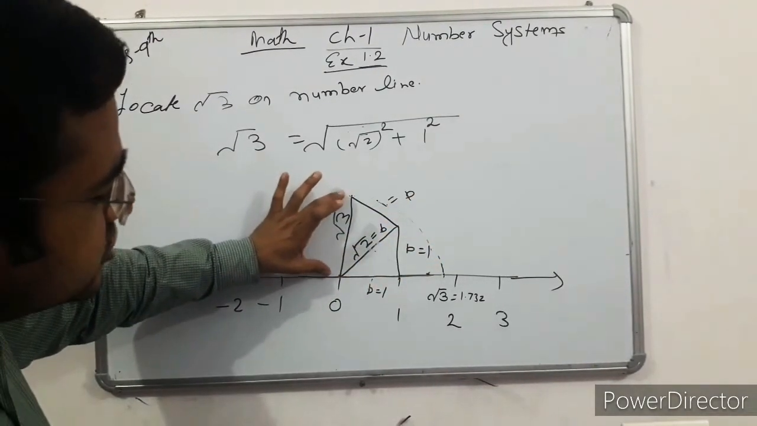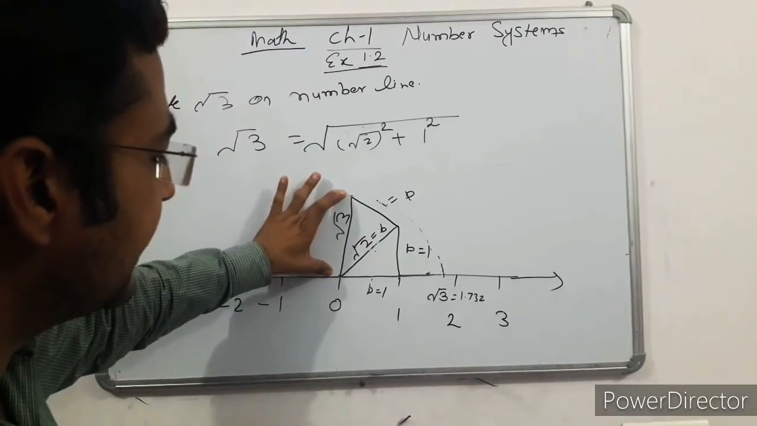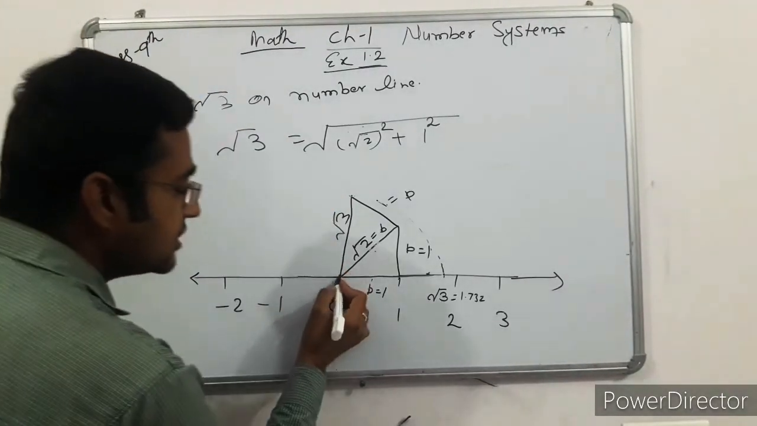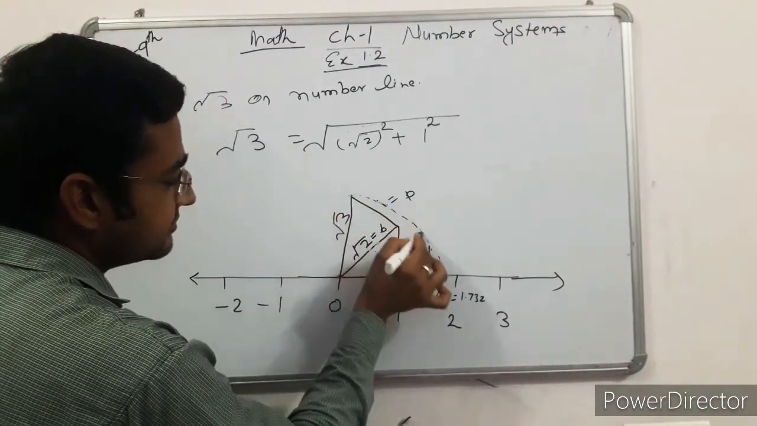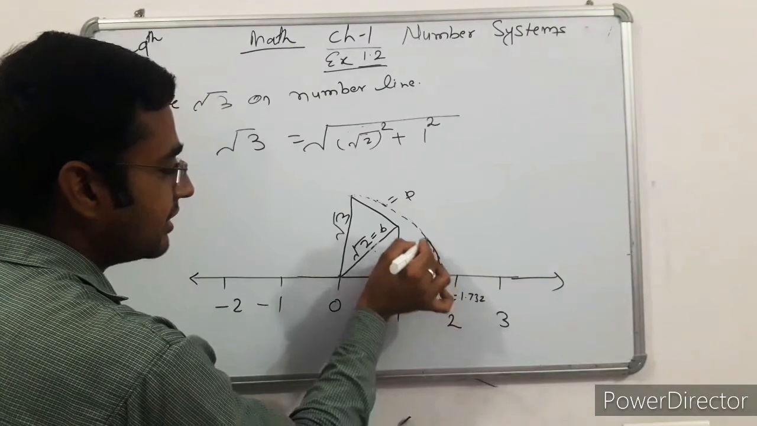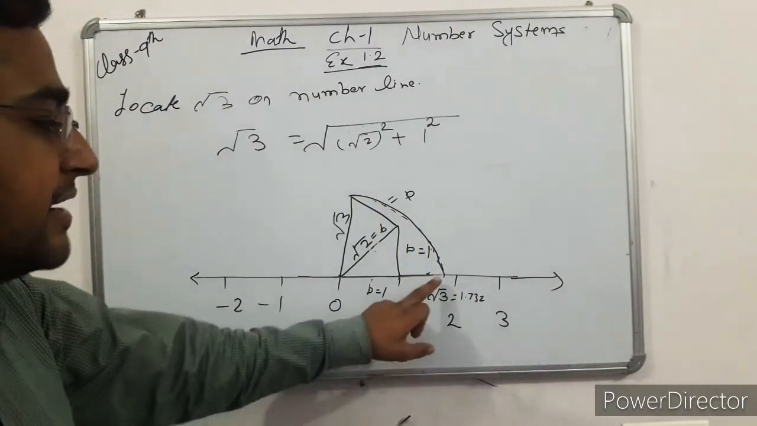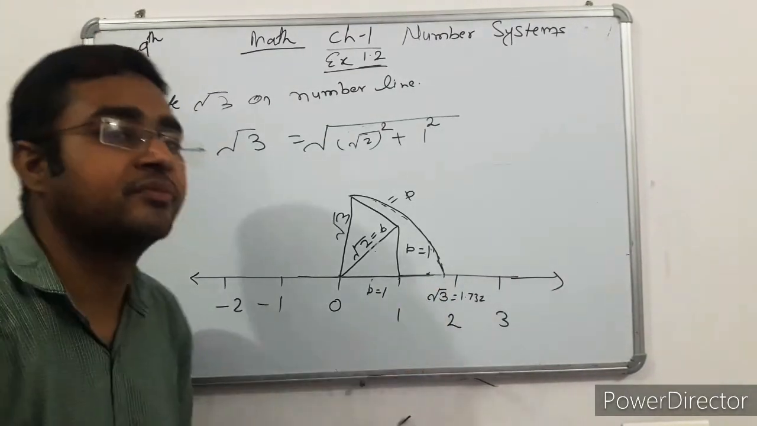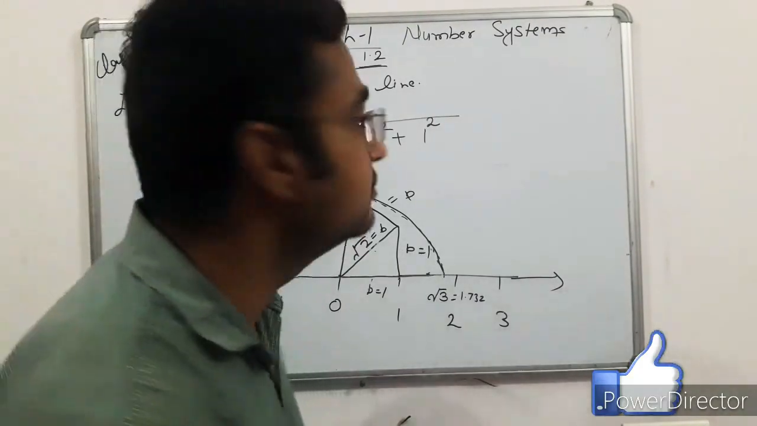And now this becomes the hypotenuse, and the length of this line is root 3. Now from this point to this point, open a compass and draw this arc. This arc will meet the number line at this point, which will be root 3.